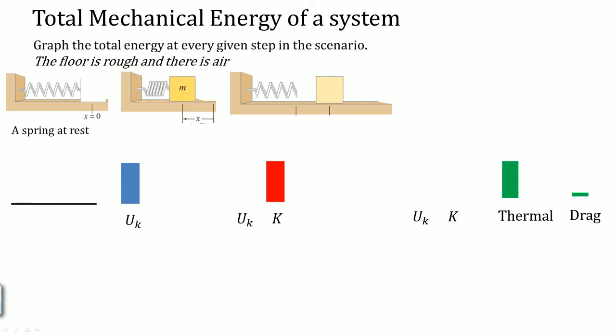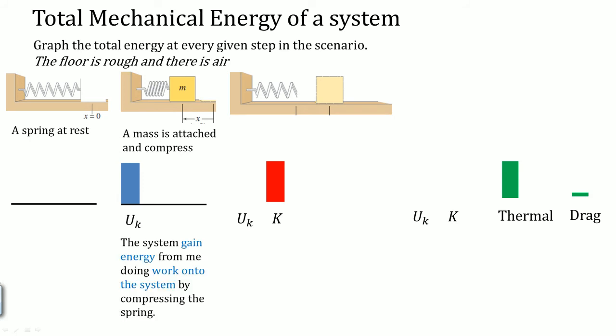The next scenario, a mass is attached and then compressed. This is where the U_k is, which is the spring potential energy. We would say that the system is actually gaining energy from me doing work onto the system by compressing the spring. This spring isn't naturally going to get compressed by itself. Someone actually has to put work into the system.